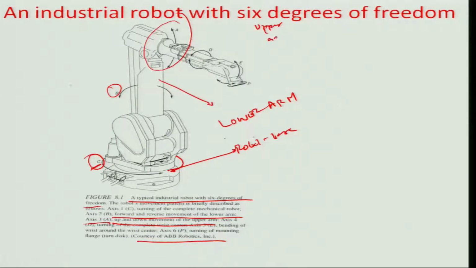So you have at least 3 degrees of freedom recorded so far. Now the movement about the point D corresponds to axis 4, which is the turning of the complete wrist center.